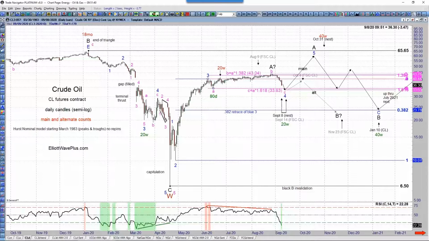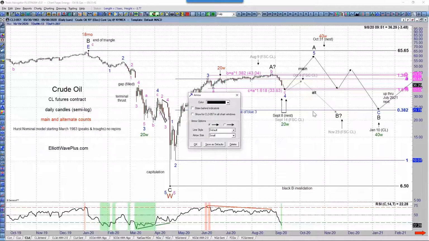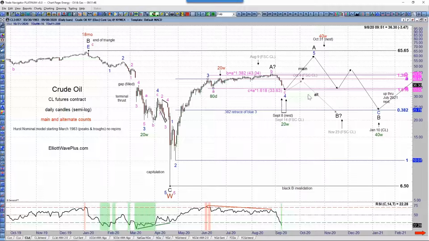I just said on my webinar on Sunday for Pro Plan subscribers at my site that I expected it to move down pretty aggressively now, but find a bottom around 33.63, and then we could get a bounce that would last maybe a month or two.